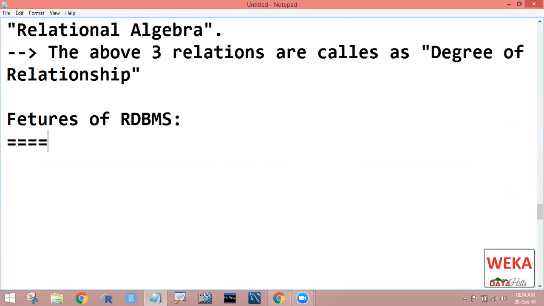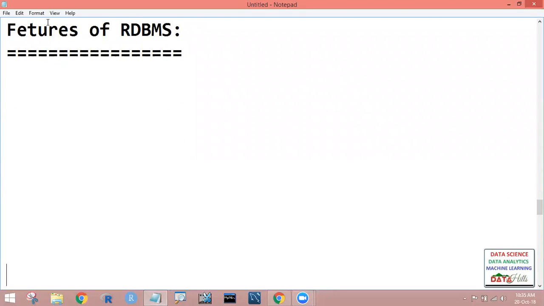What features do we have when compared to the above three models, that is file management system, hierarchical management system, and network database management system? In this relational database management system, the data is stored in the format of tables. In file management system, the data is stored in sequence. In hierarchical, it is a tree structure. In network also, it is a tree structure, but in a network environment. In relational database management system, the data is stored in the format of a table.